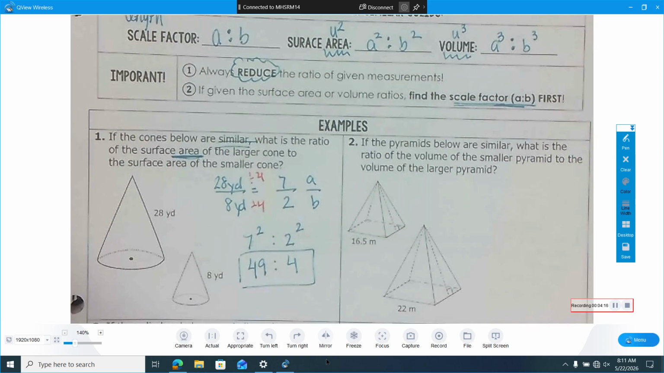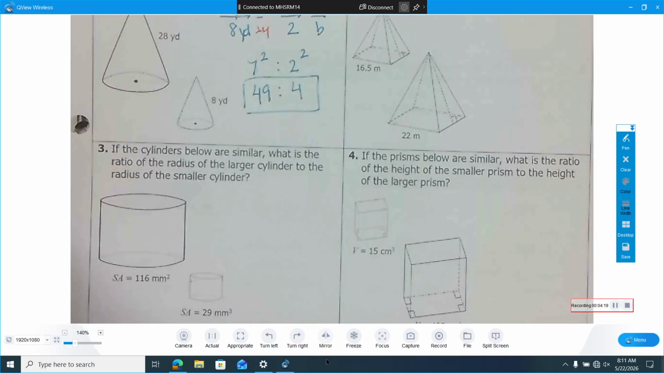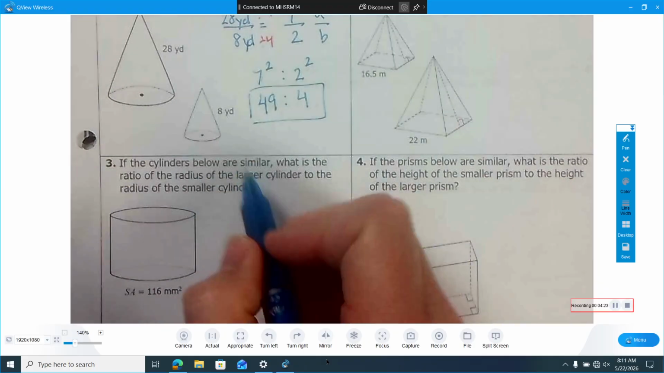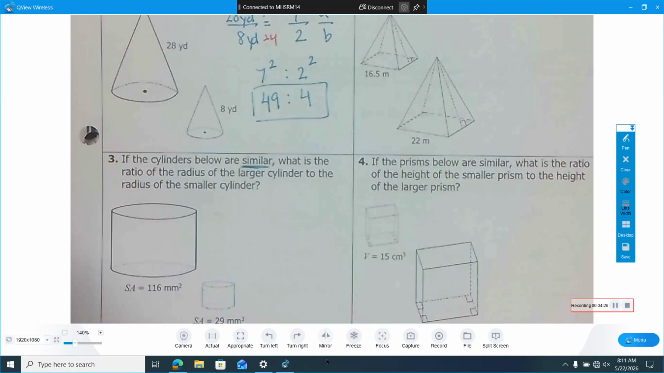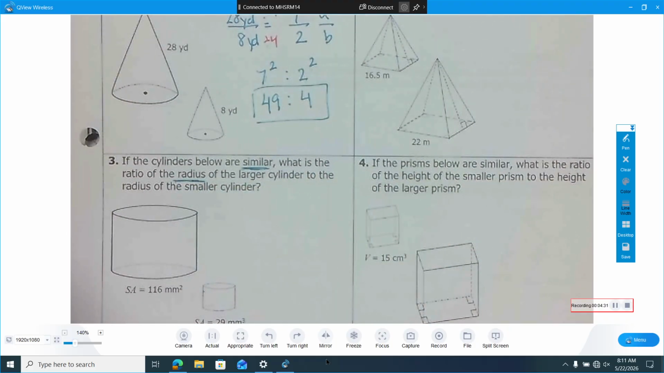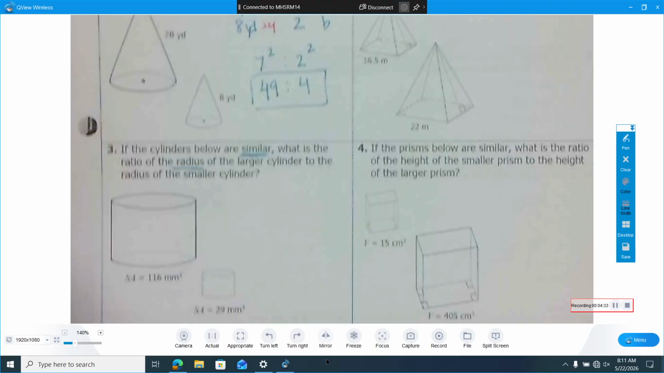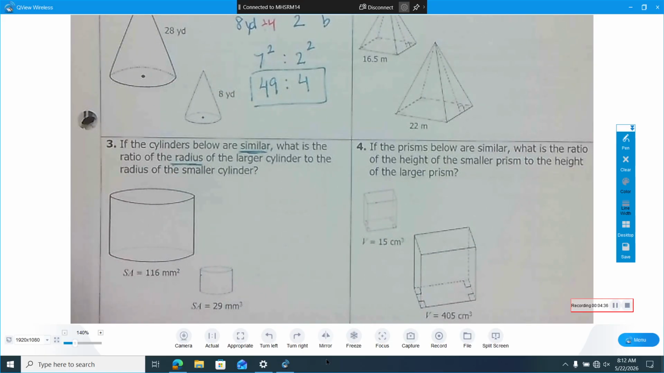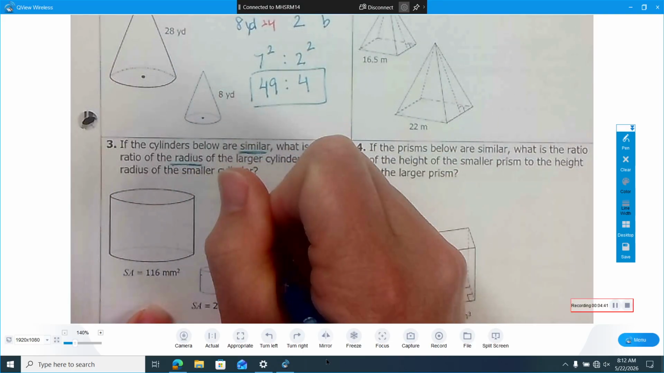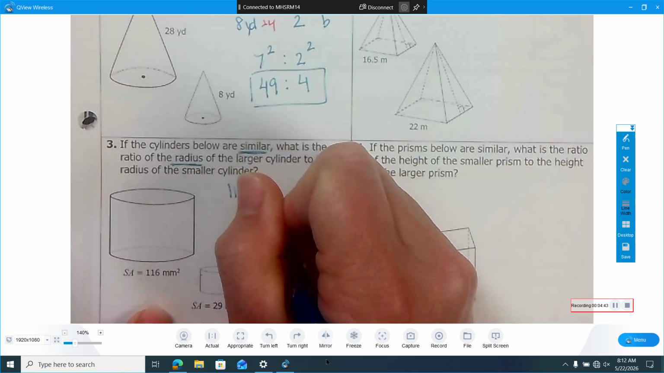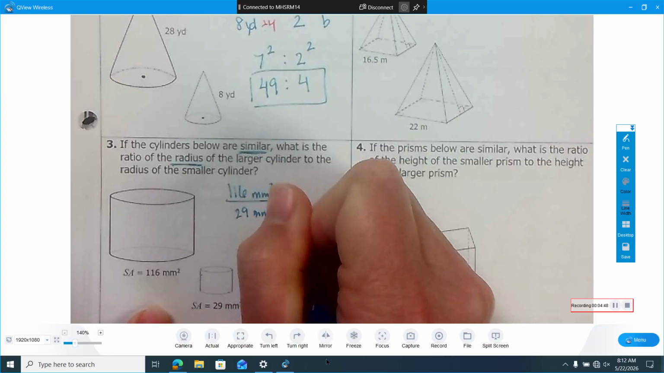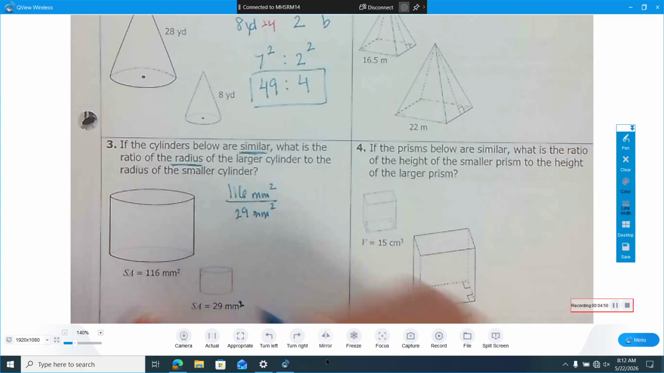Let's look at number 3. If the cylinders below are similar, very important, they must be similar. What is the ratio of the radius of the larger cylinder to the radius of the smaller cylinder? All right, what information have they given us? They've given us surface area. So it wants the larger to the smaller, so I'm just going to start with the larger. So 116, and again, this is millimeters squared over 29 millimeters squared. Oops, that's a typo. It should be squared, not cubed.